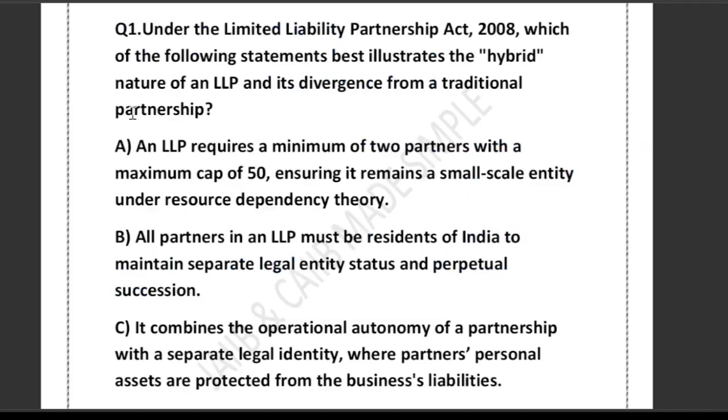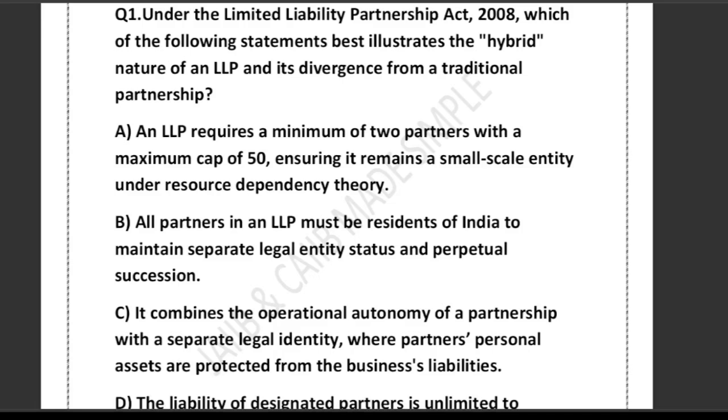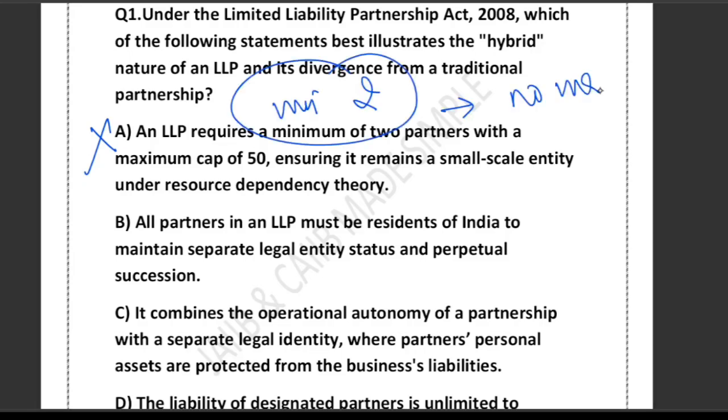Now let's look at the options. Option A says minimum 2 partners and maximum 50 partners. Yes, LLP requires a minimum of 2 partners, that is correct, but there is no maximum cap. So it is not like only 50 partners can be there at most. That's why option A is wrong.